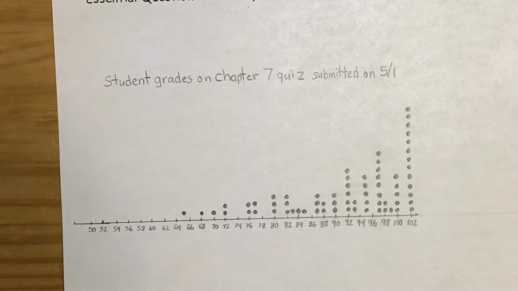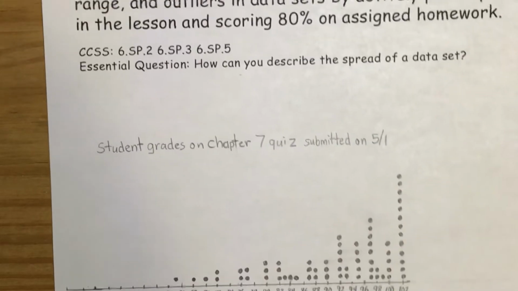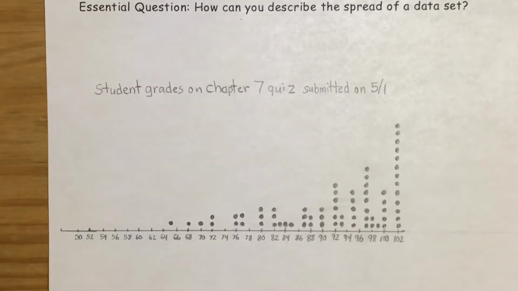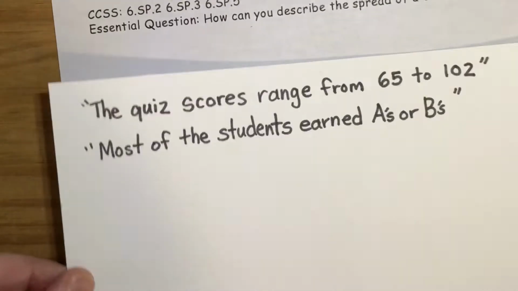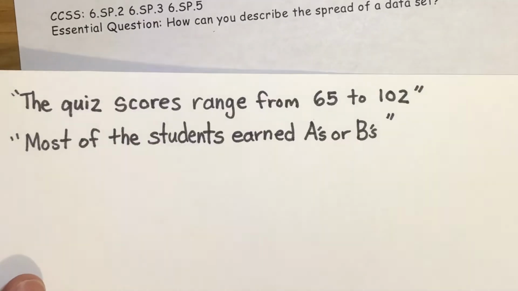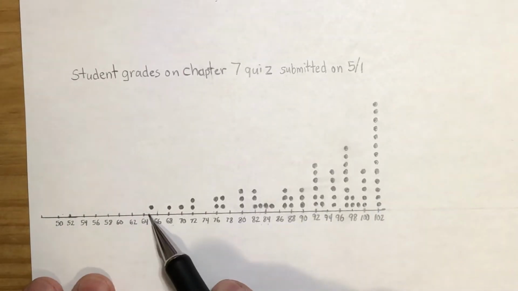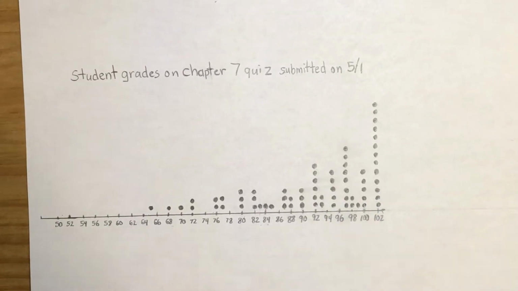Now, when it comes down to understanding data as far as how it's spread out, we're going to be taking apart data today, focusing on range. And range was the first term that I used when I said that the scores ranged from 65 to 102. And again, that means that they went from here all the way to here. Now, to calculate range is actually very, very simple.